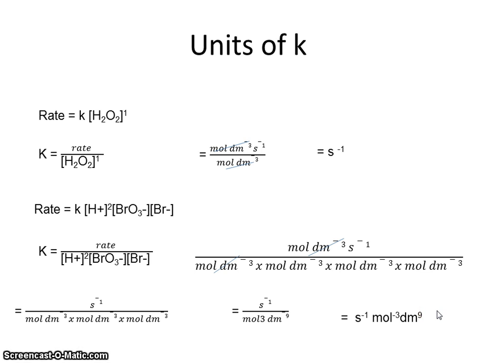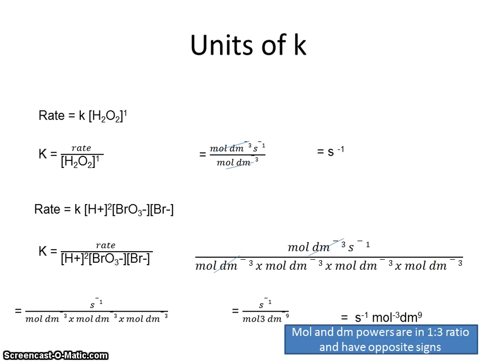One thing always to notice whenever you've got concentration terms used in working out units, the powers that correspond to moles and dm will always be in a 1 to 3 ratio, here 3 to 9, and will have opposite signs. So if you've worked out that it's moles to the minus 3, you know automatically it's dm to the plus 9.